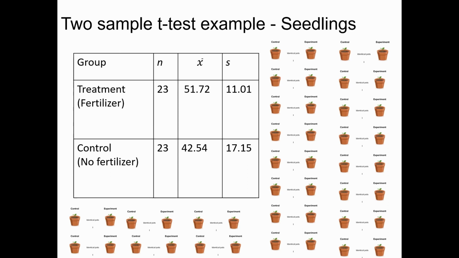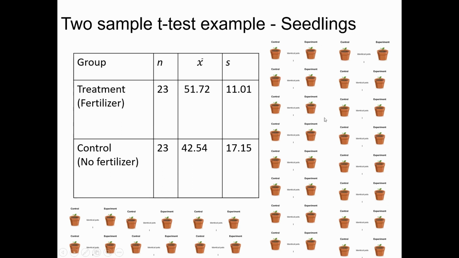So if you just wanted to see how I go through this experiment and you wanted to run through it yourself, it should all just work. You don't actually have to upload any data. I'm just simulating the data within R. So the two different groups, again: treatment is fertilizer, control is no fertilizer, N equals 23. By N equals 23, I mean 23 control pots and 23 experiment pots.